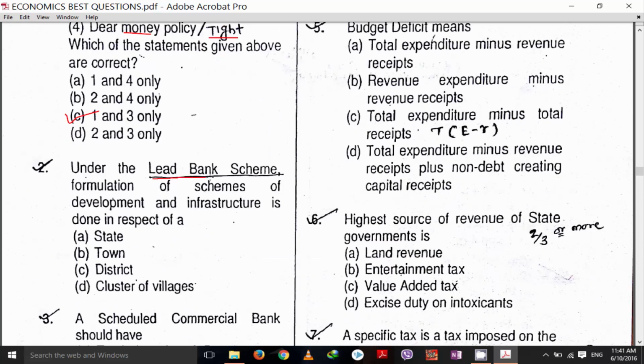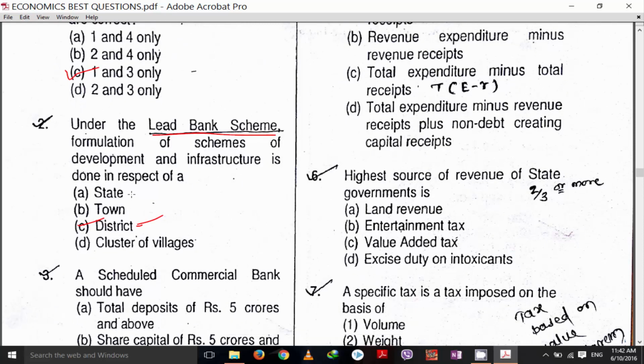Under the lead bank scheme, the formulation of schemes for development and infrastructure is done in respect of district. The lead bank scheme was started in 1969, under which every public sector bank as well as some private sector banks have been allotted districts. They have to take the lead, that is, the responsibility to develop the infrastructure for these districts, for their faster development and to address their credit and developmental requirements. So its answer is C.